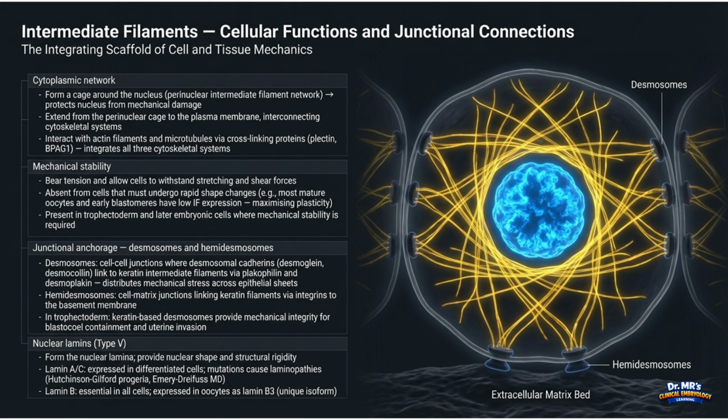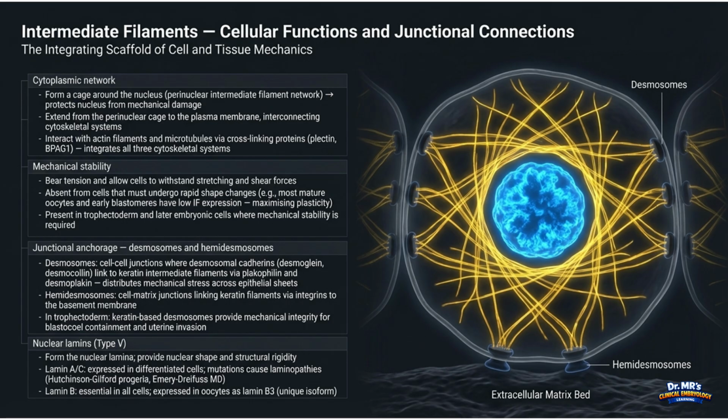It is instantly distributed along the keratin networks of the entire epithelium. Hemidesmosomes do the exact same thing, but instead of linking cell to cell, they anchor the base of the cell to the underlying basement membrane using integrins. There is a vital developmental nuance to this, though.